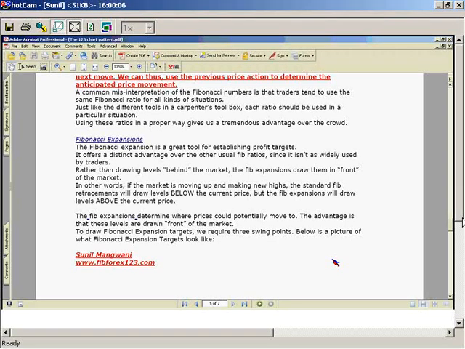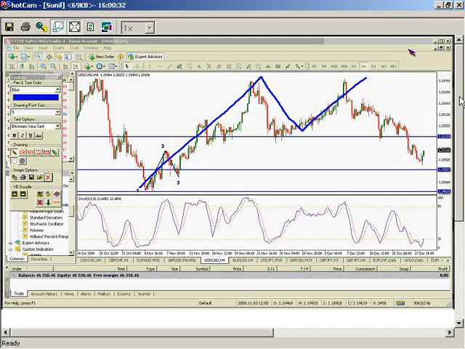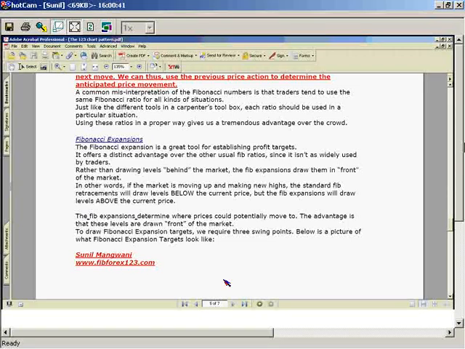Your fib expansions give you anticipated price targets. So if the market is moving up and making highs, your general fib retracements will draw levels below the current price or before the price, right? Your fib retracements, you have this move, you are looking for support levels down below. What your fib expansion is doing is giving you moves anticipated above the price. This is really an advantage of this one. So they draw levels which are in front of the market.